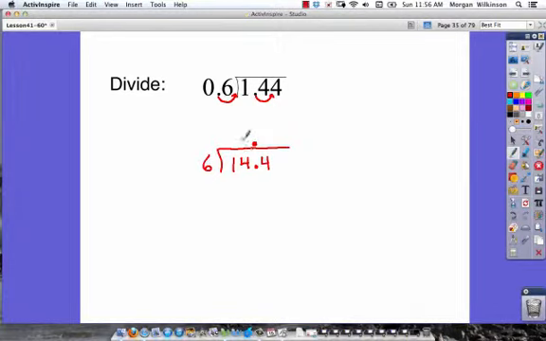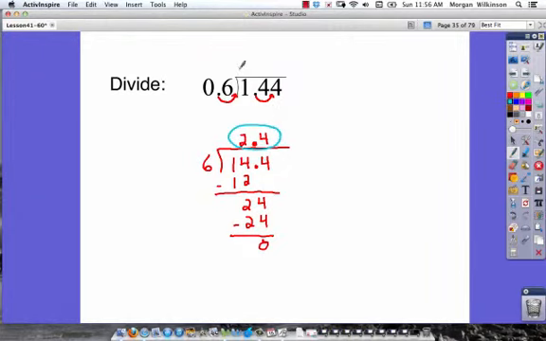6 goes into 14 2 times. We get 12 with 2 left over, and we bring down our 4. 6 is going to go into 24 4 times, because 6 times 4 is 24. We have nothing left over. We've got our answer. Our answer must be 2 and 4 tenths.